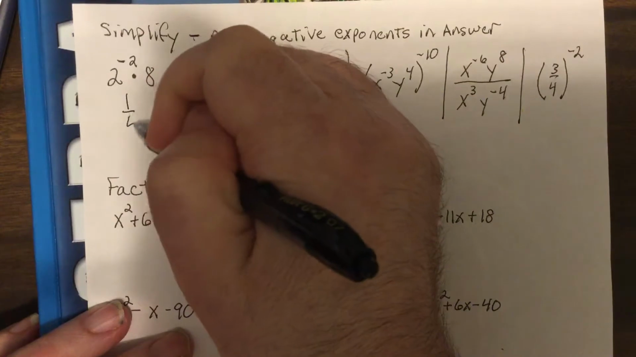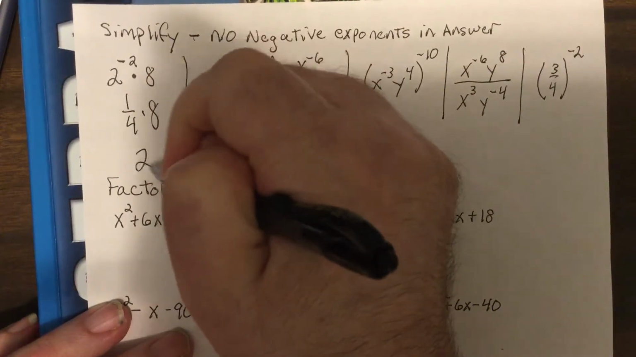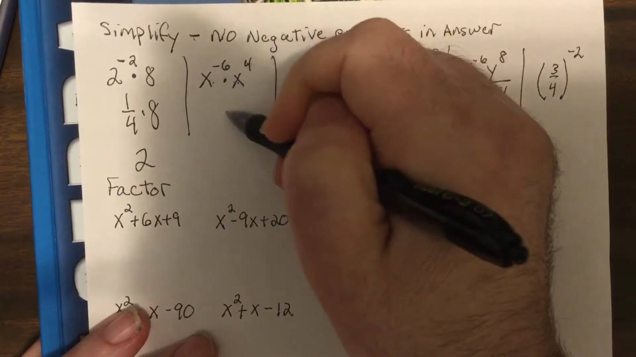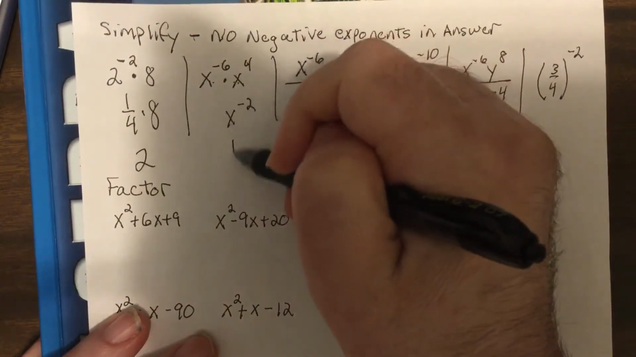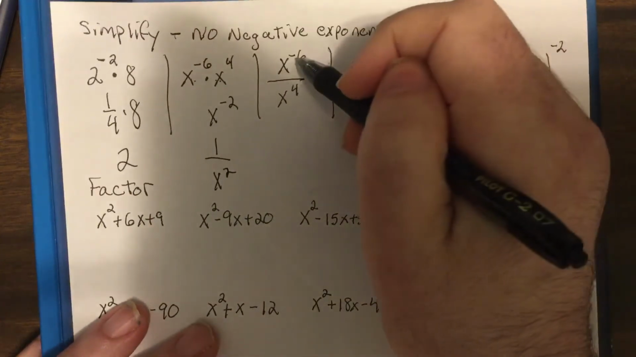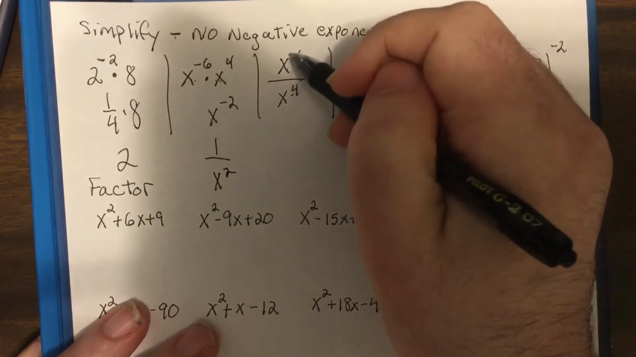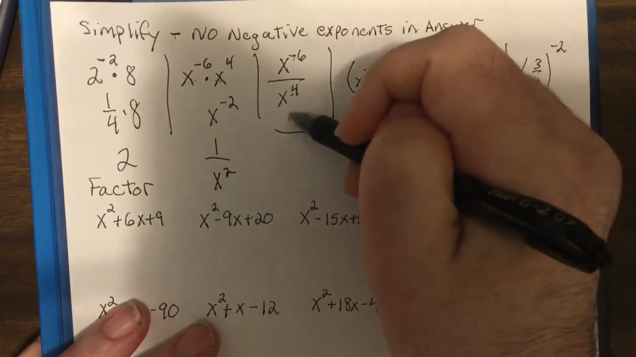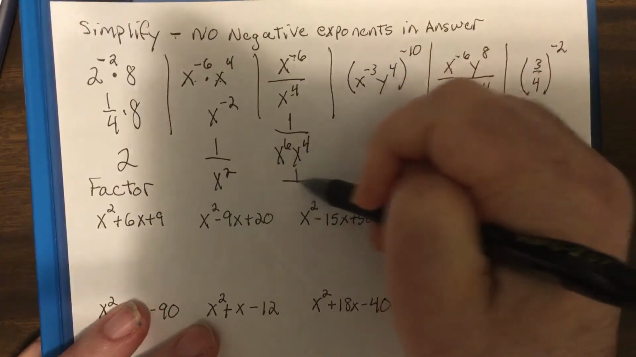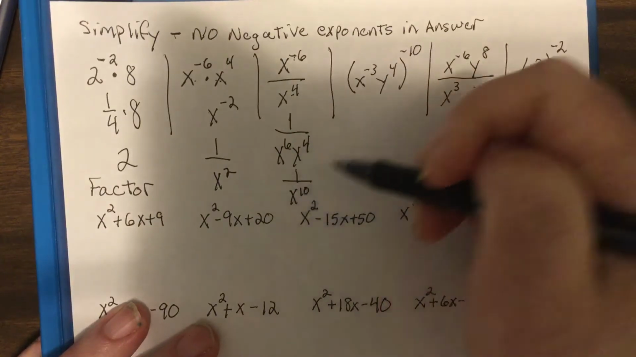So this would be 1/4 times 8, which is 2. When you multiply two things with the same base, you add the power. So it's x to the -2, which is 1 over x squared. This one is negative, this is not, so I move this one down, so it's 1 over x to the 6th times x to the 4th, which is 1 over x to the 10th.